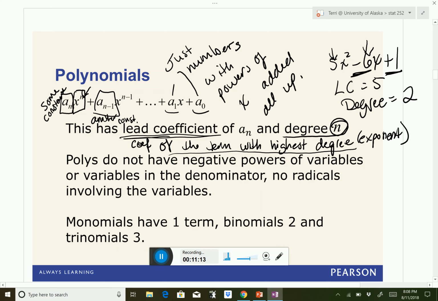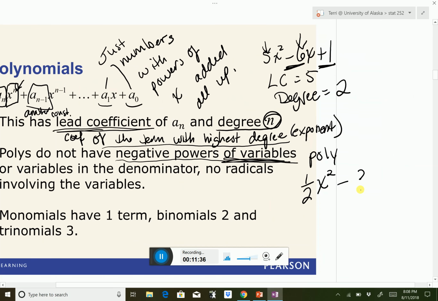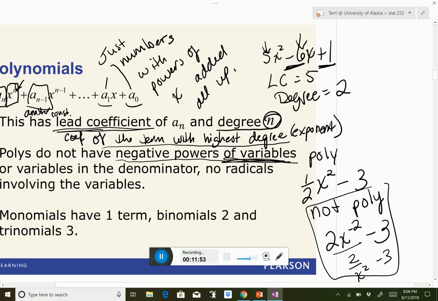So a couple of things polynomials do not have. There will be no negative powers of variables. There's allowed to be negative powers of the coefficients, but no negative powers of variables. So a polynomial could be 1/2 x squared minus 3. That's a polynomial. Not a polynomial is 2x to the -2 minus 3. Because this is actually 2 over x squared minus 3. Not a polynomial. Okay?